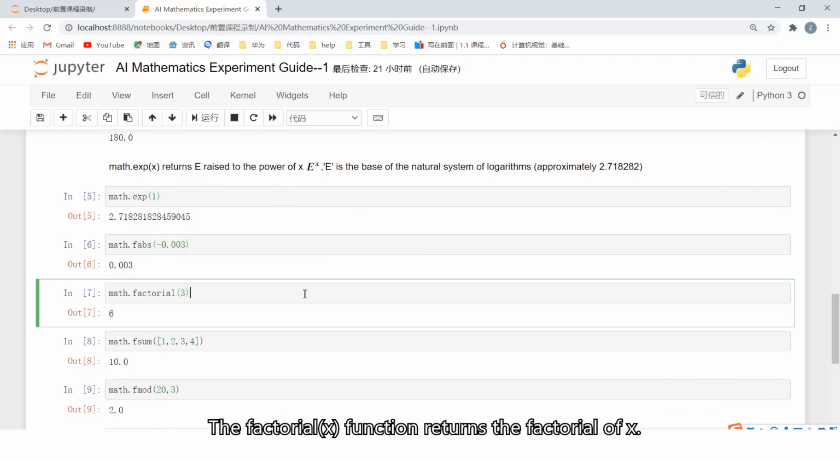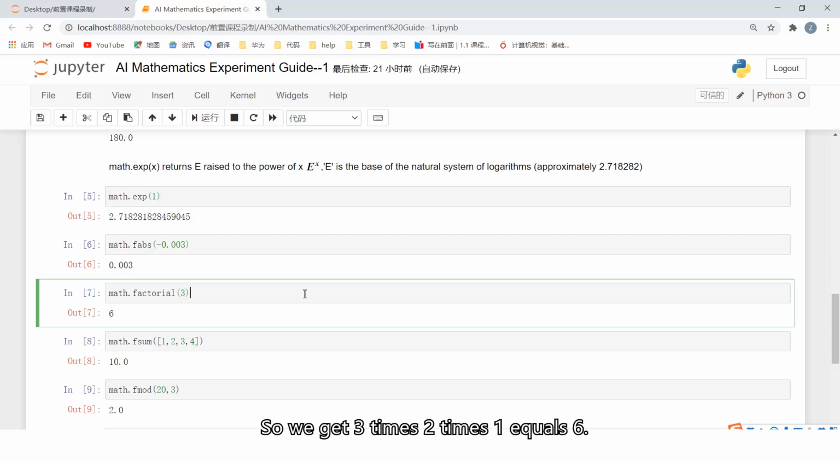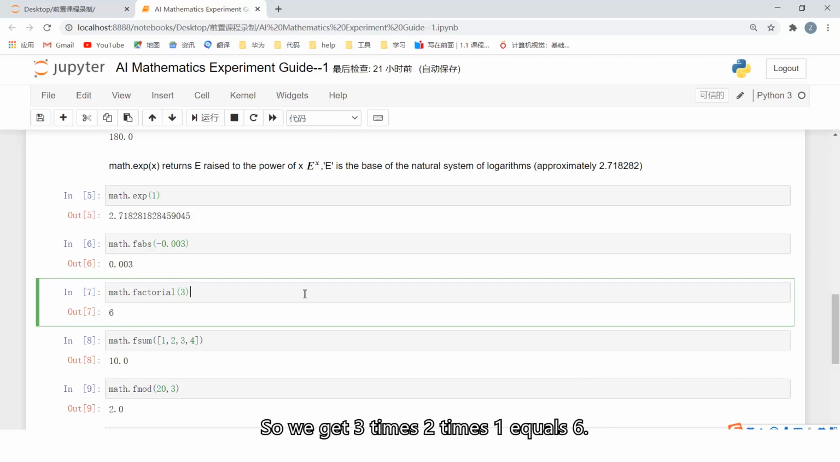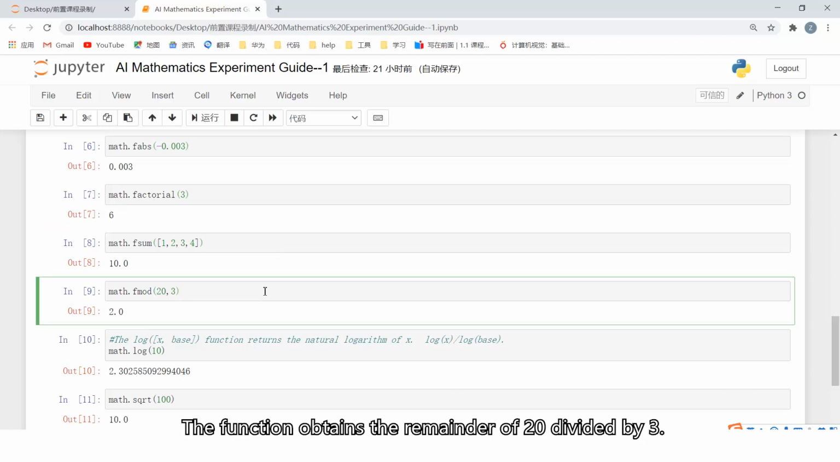The factorial function returns the factorial of x. It says to multiply all whole numbers from our chosen number down to 1. So we get 3 times 2 times 1 equals 6. The fsum function summarizes each element in the iterable. The fmod function obtains the remainder of 20 divided by 3. The value is a floating point number.